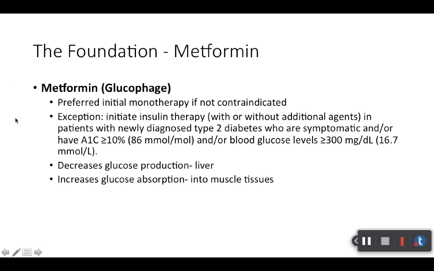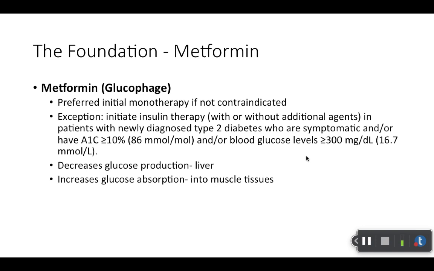Not on the test. So yeah, first line, again, if not contraindicated, so please study and learn your contraindications, learn your box warnings, as always. Exception is where you can initiate insulin therapy. If, again, it is what I would classify as maybe being a more severe or a bad, quote unquote, type 2 diabetic. So their hemoglobin A1C is greater than 10, or their blood glucose level is greater than 300. So again, depending on where you practice, you may be encountering these types of patients.